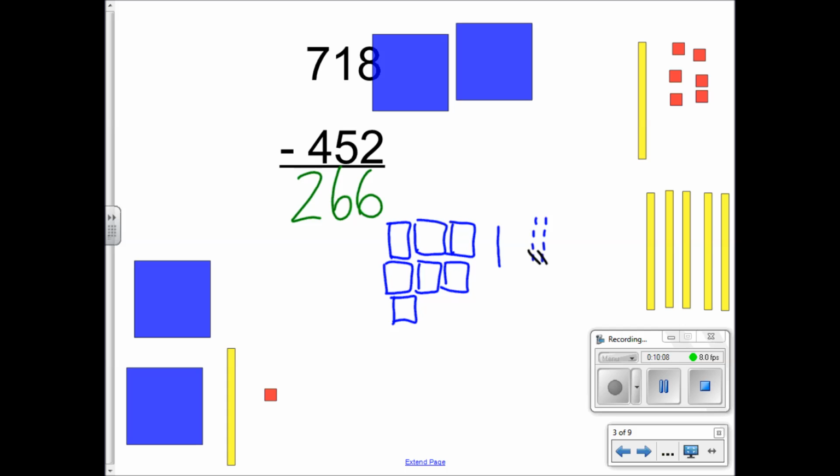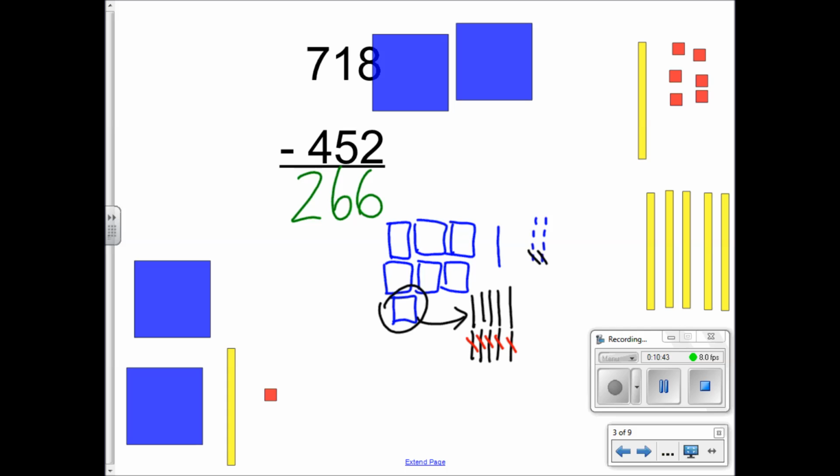Then I'm going to go over to this 10. I only have one 10, but I need to subtract 5, so I need to make a trade. I'm going to trade this 100 flat for these 10 longs, because I know 10 tens is the same as 100. 100 and 10 tens are the same. So I traded this 10. So now I have 11 tens. Can I subtract 5 of them? Yes. And I do that by crossing out. So now I have 5 and one more.